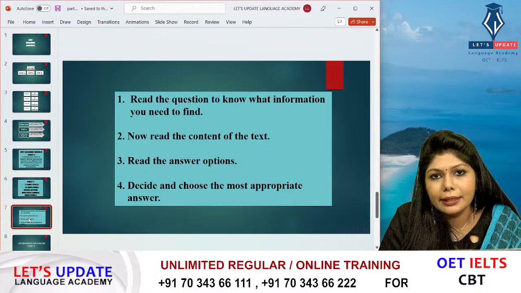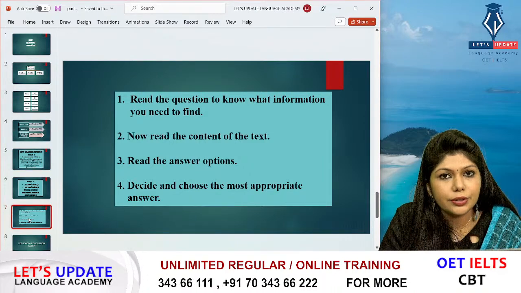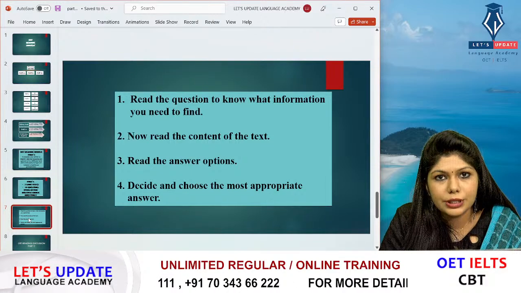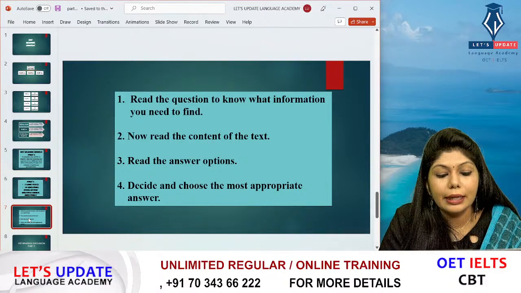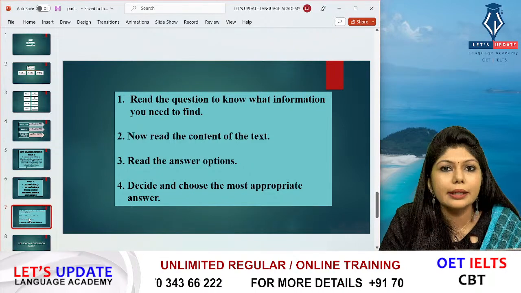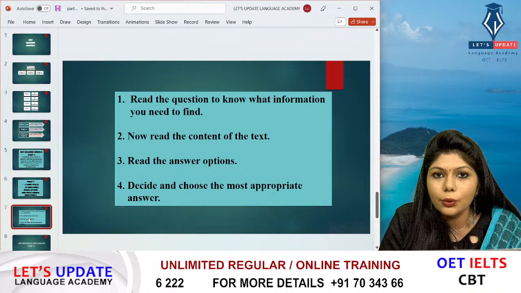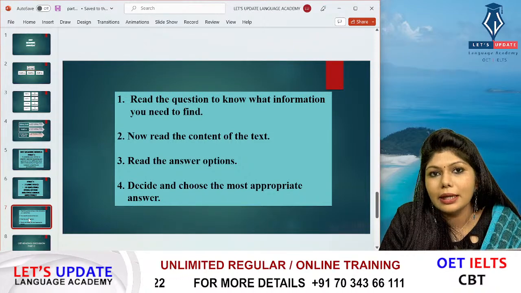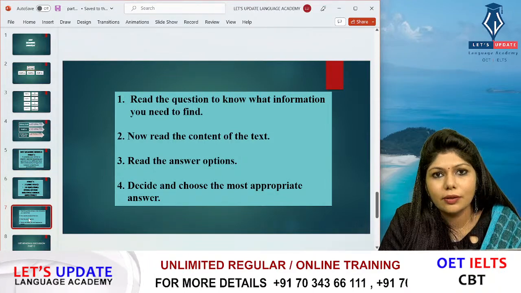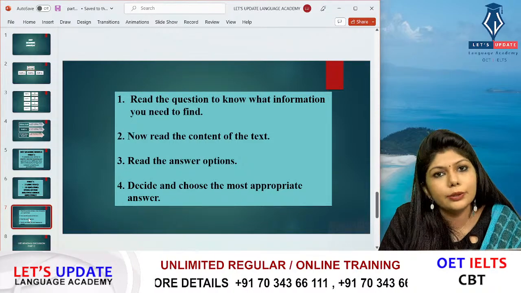After reading the content of that paragraph, you need to read the answer options and then evaluate the options. Just go through them, decide and choose the most appropriate answer to that particular question. Either you can choose a direct method, like if you have a direct answer, definitely you can go with that. If it's very explicitly mentioned, then you can go with that.